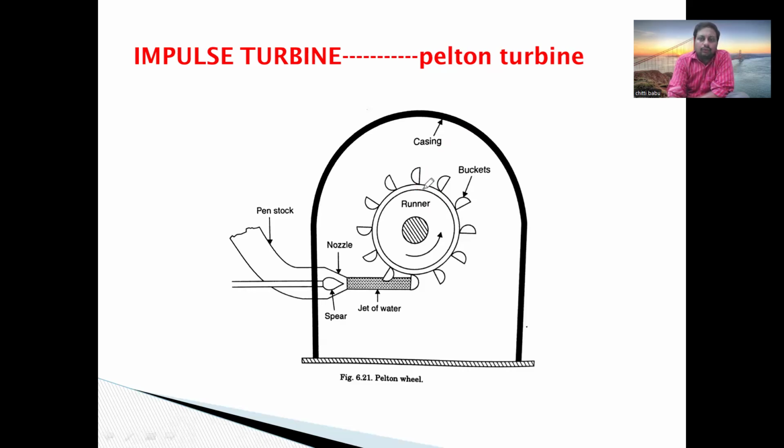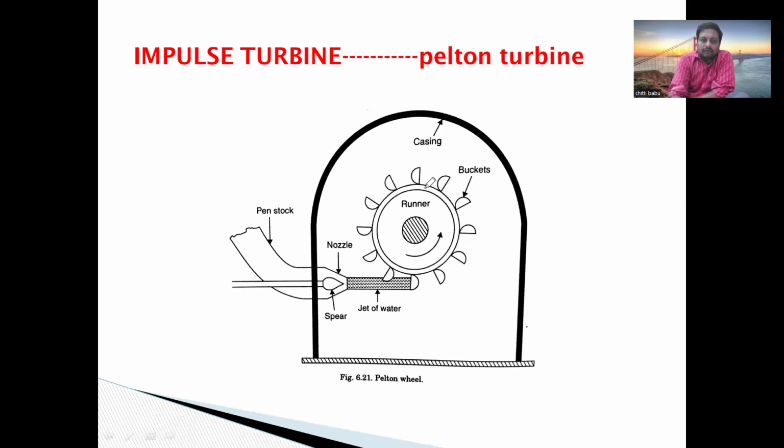So these are the four important components of the impulse Pelton turbine. First one is the nozzle and spear arrangement. Second one, a runner with blades. Third one, casing. Fourth one is the braking jet. So these are the four important components in the Pelton wheel turbine.